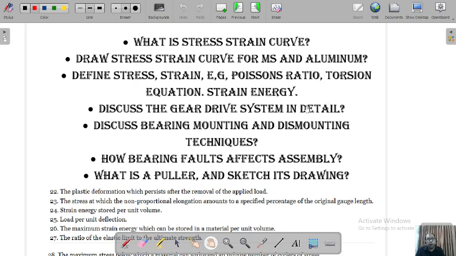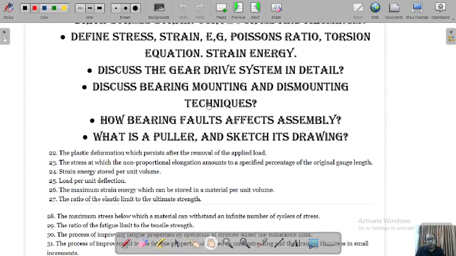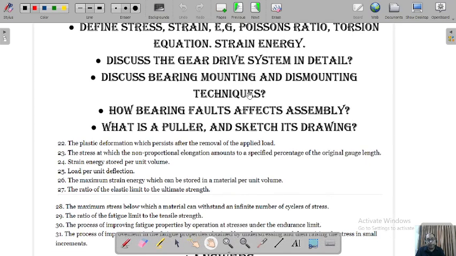Strain energy. Discuss the gear drive system in detail. This is again your full practical. You have to study it to discuss it. Various things could be asked. Discuss bearing mounting and dismounting techniques. Again, the experiment we have done in great detail, and a lot of questions can come. If you read it, you will see how bearing faults affect the assemblies. Again, very important practical. Then the puller: what is a puller and what is its use, and you need to sketch a simple drawing.